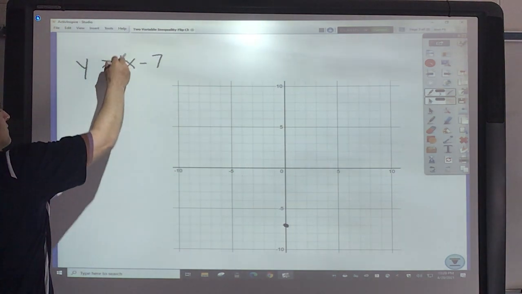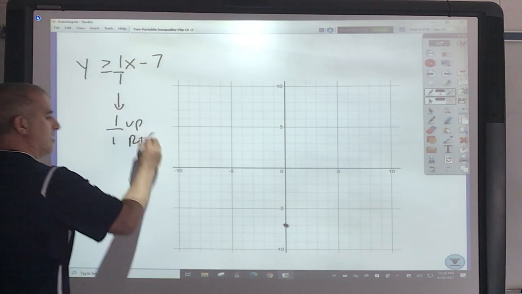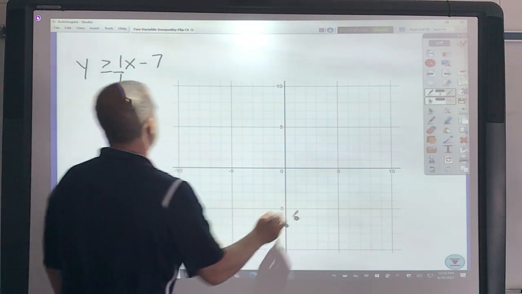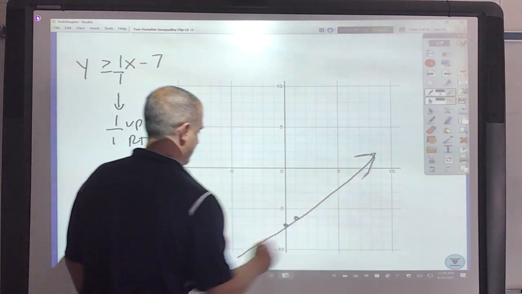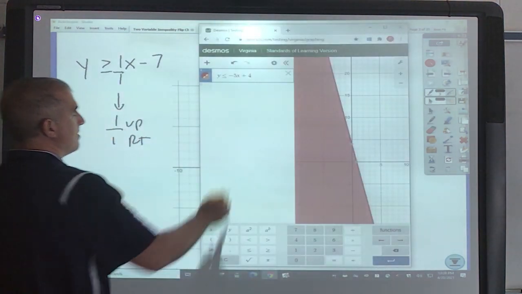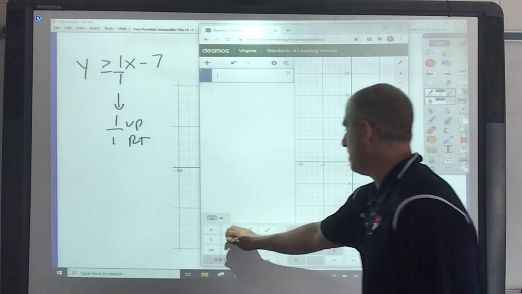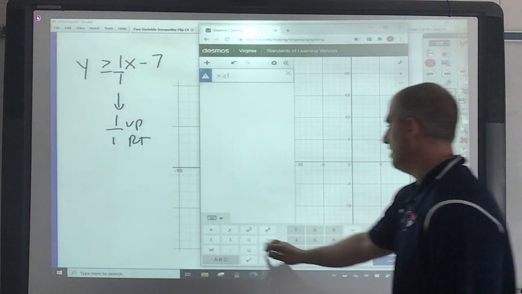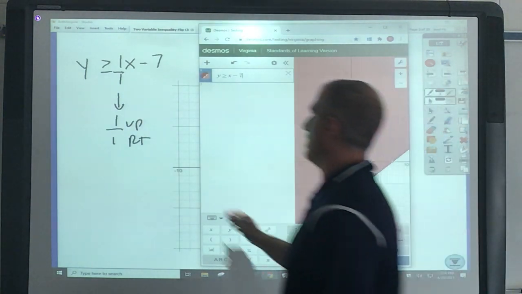What number is in front of here? 1 over 1. So 1 up, 1 right. So 1 up, 1 right. What kind of line do I have? Because of the equal sign underneath, I have a solid line. Go into Desmos and type what I see: y greater than or equal to x minus 7. There it shows the shading.